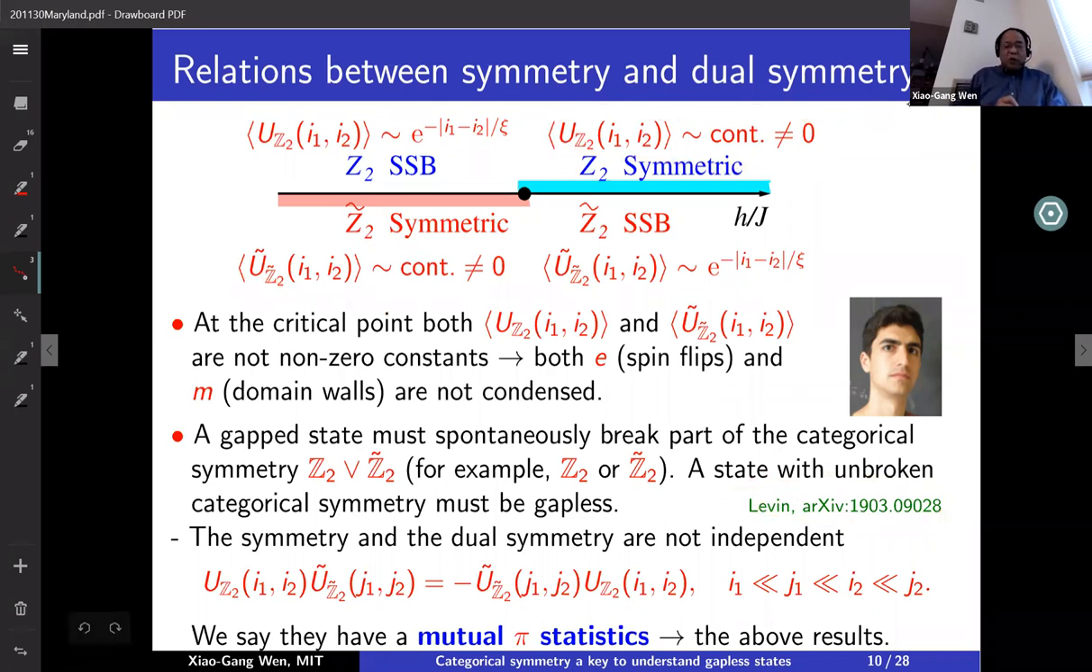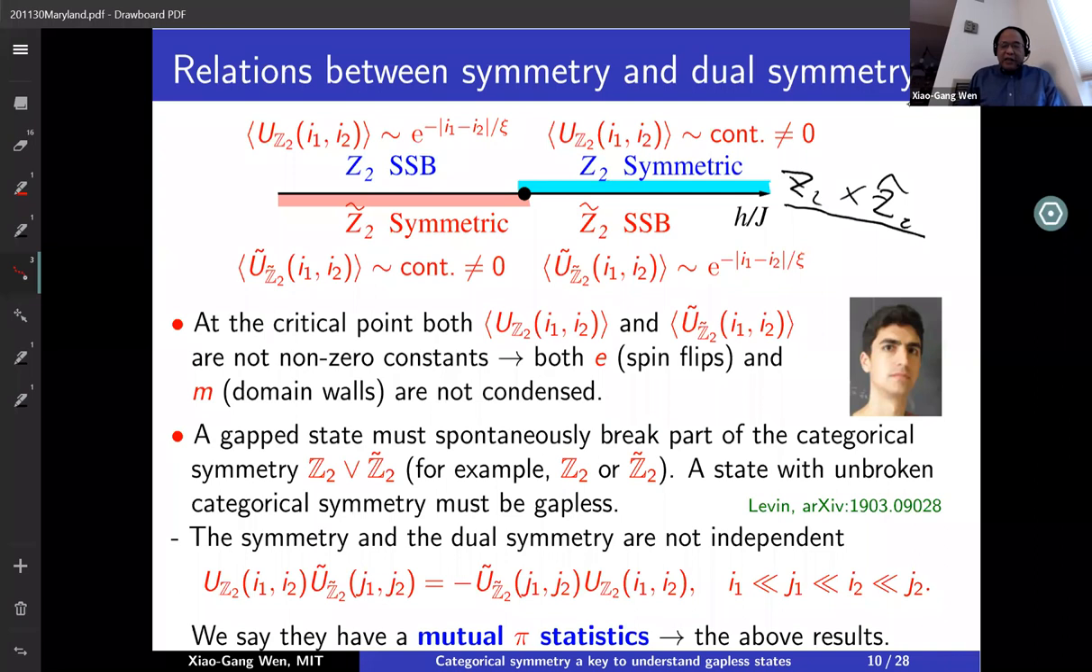And therefore, these two symmetries are not independent. So we cannot say that this symmetry is a Z2 times a Z2 dual symmetry. If I write it this way, the two symmetries would be independent. But actually, they are not independent. They have a very important relation between them. So that's why we write this categorical symmetry in this way, to really emphasize these two are not independent, there is some relation.